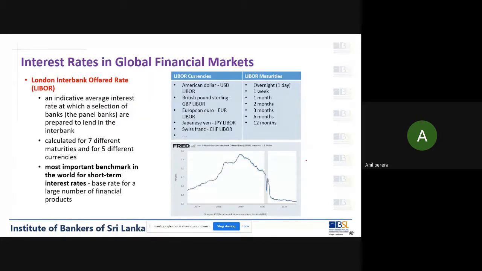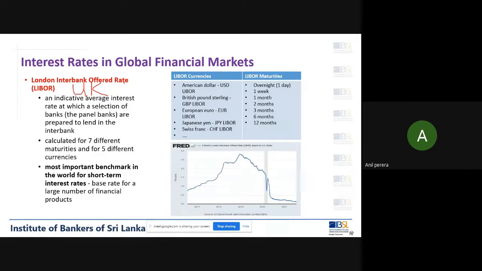And the other most important rate in the international market is LIBOR, the London Interbank Offered Rate. This is in the UK economy. London means the London financial market. So what is this rate? It is an indicative rate for a panel of banks who are prepared to lend in the market. This is not an actual rate. LIBOR is not an actual rate. It indicates some willingness of the banks to lend.